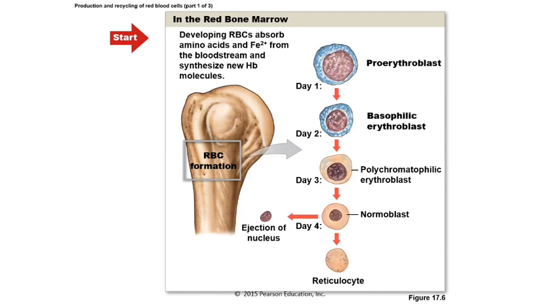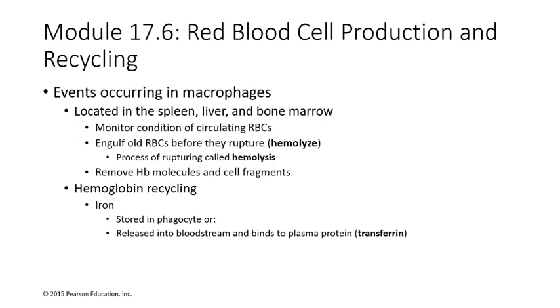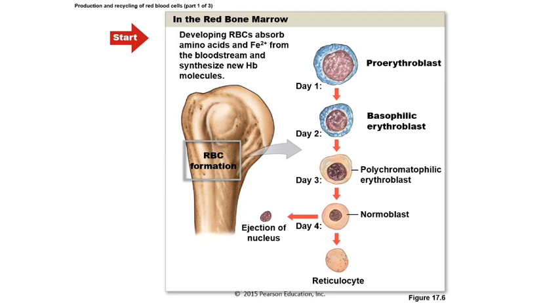So again, here we are, head of the humerus, definitely some red bone marrow in here, and we're making the proerythroblasts and going to the basophilic stage. Then the normoblast, you see, still has a nucleus. The nucleus is ejected, and now we have a reticulocyte. The reticulocyte will then become a mature red blood cell. Notice the pathway here. This takes about 5 days.